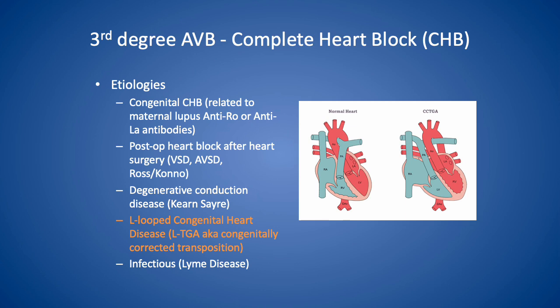You can see it after post-op heart block, after typical VSD or AVSD repairs. There's degenerative conduction disease like Kearns-Sayre, as well as certain congenital heart disease that are L-looped. For example, congenitally corrected transposition or L-TGA have a higher risk of developing complete heart block. And then lastly, you can also see it from infectious etiologies like Lyme disease.